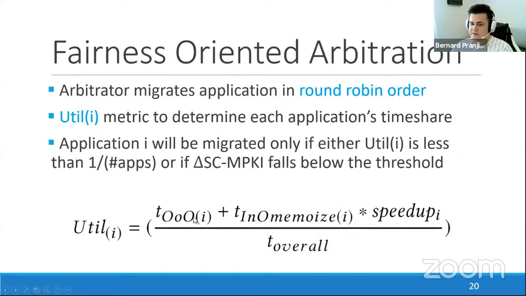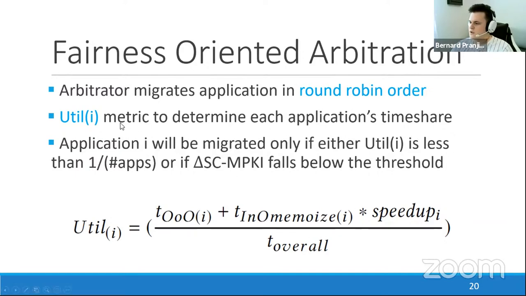And then there's also the fairness-oriented arbitration. So if it was completely fair, it would just be in round robin order. So if there are 10 applications, every application is 10% of the time on the out-of-order core. But they're doing it a little bit different. So it's fair, but still energy efficient.